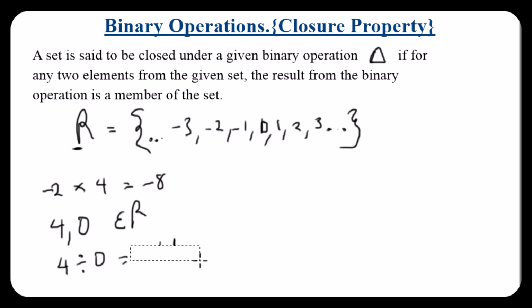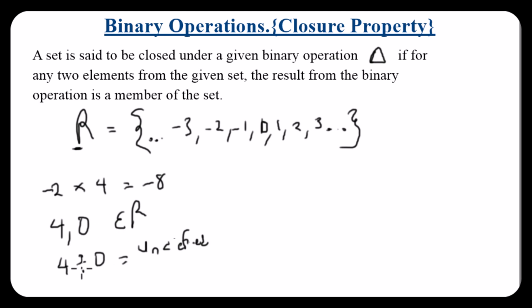Sorry about that. Undefined or indeterminate. So 4 divided by 0 is undefined. You can see that the result we're having here is undefined, and undefined is not a real number. So definitely this set R can't be closed under the operation division.